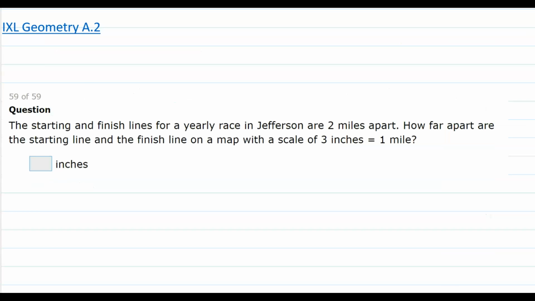Okay, this one's at about the score of 60. So as it gets a little bit harder, let's see what happens. The starting and finish lines for a yearly race in Jefferson are 2 miles apart.